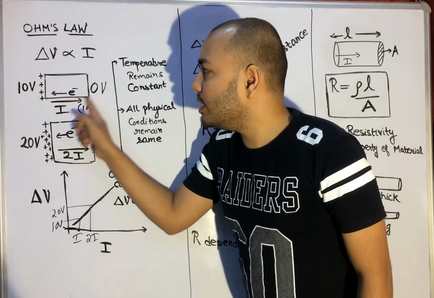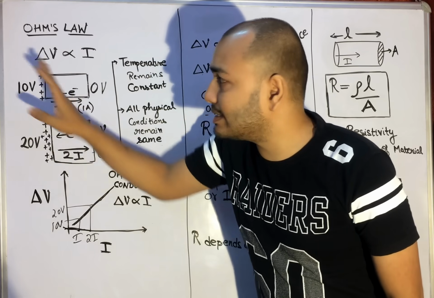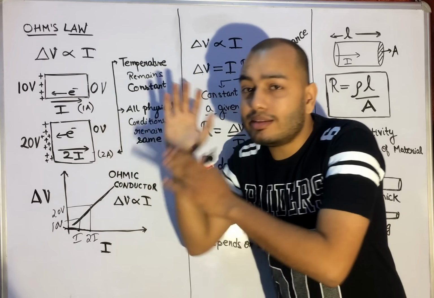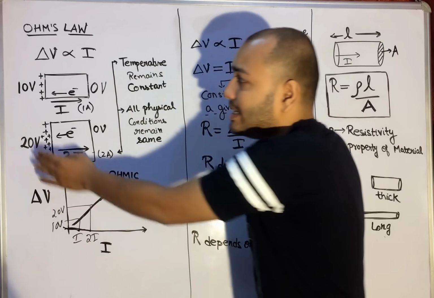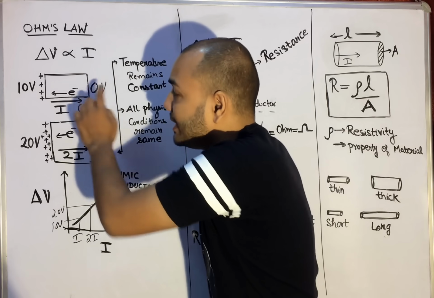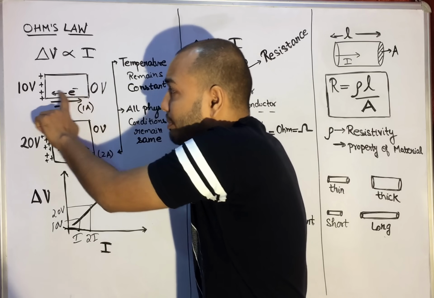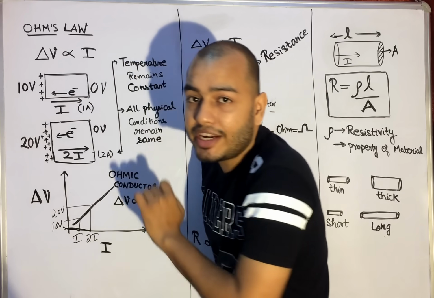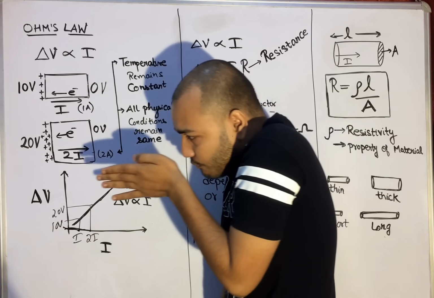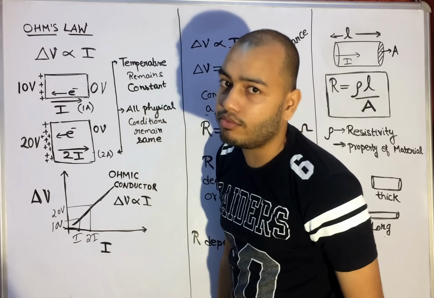Here I have taken one conductor and applied positive 10 volt this side and 0 volt this side. This side is positive, this side is 0. If there is an electron inside the conductor, that electron has negative charge, it will be attracted toward the positive plate. Now all the electrons will flow like this on applying a potential difference of 10 volt.